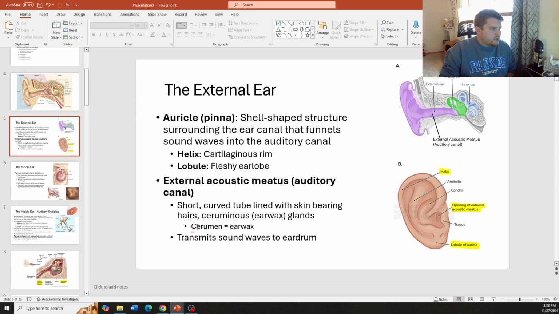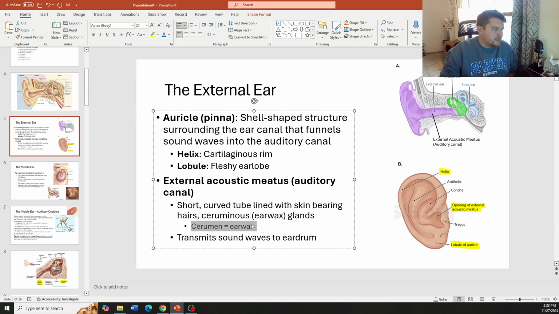As well, something that you get asked about often is the technical term for earwax. Cerumen is a term for earwax. If we have too much earwax, you get compaction of the eardrum.